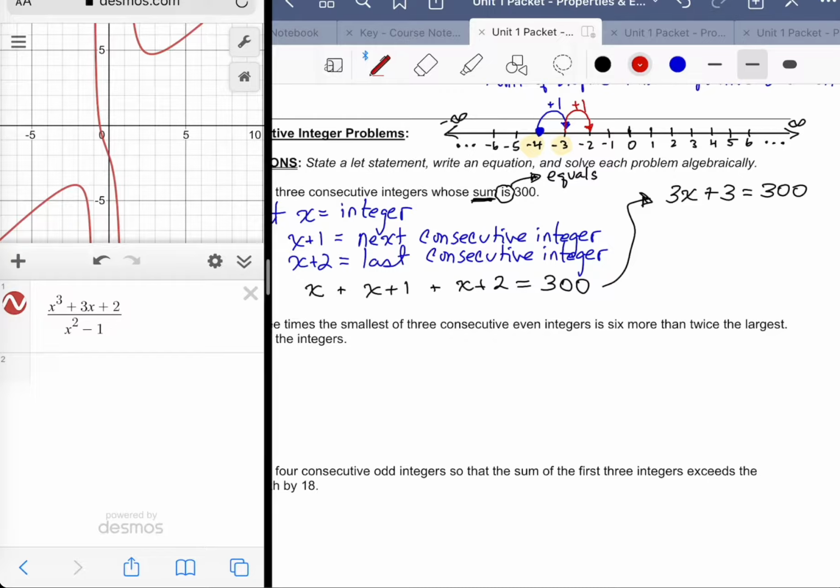So the property of equality that I'm going to use here is the subtraction property of equality, or subtraction PO. So 3x is equal to 297. Then I would subtract, or I'm sorry, divide, division property of equality, by 3. So x would be equal to 297 divided by 3, 99.